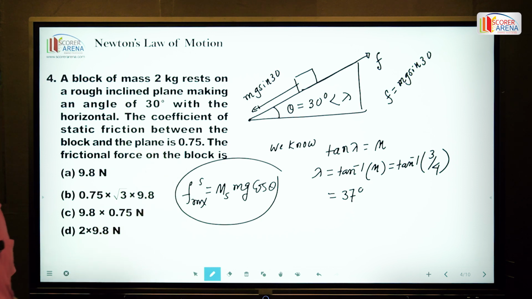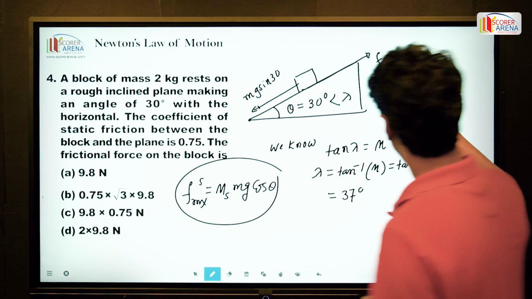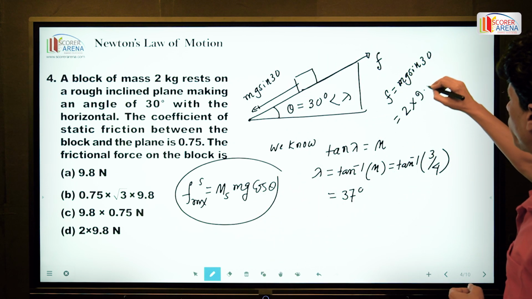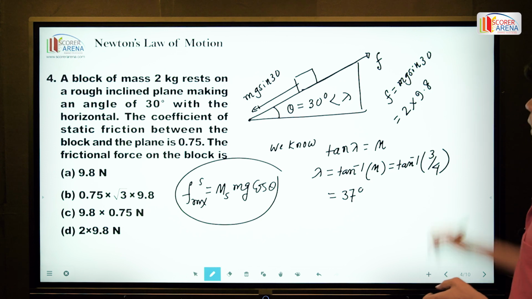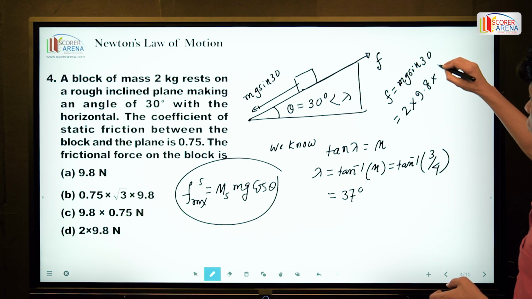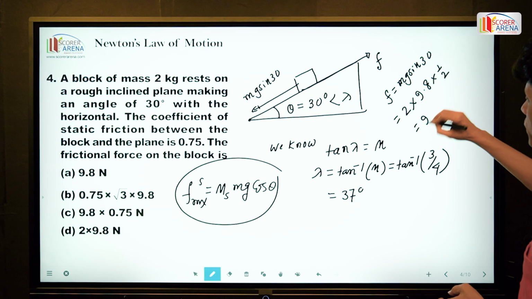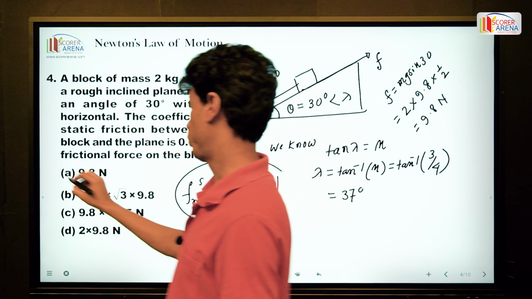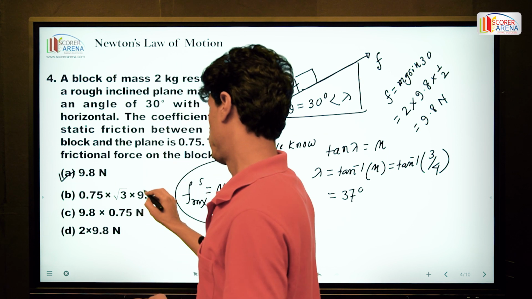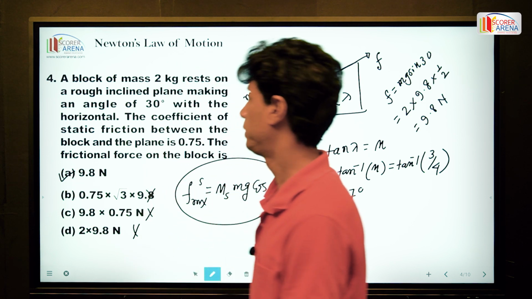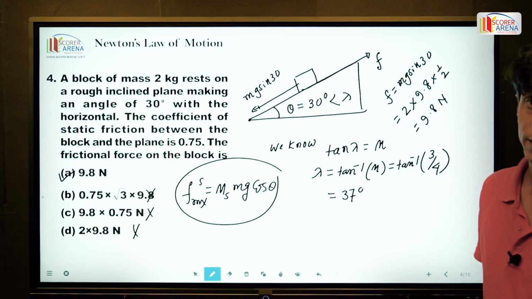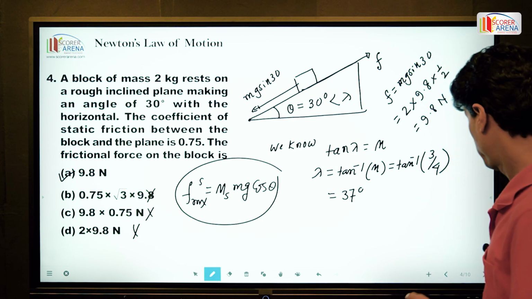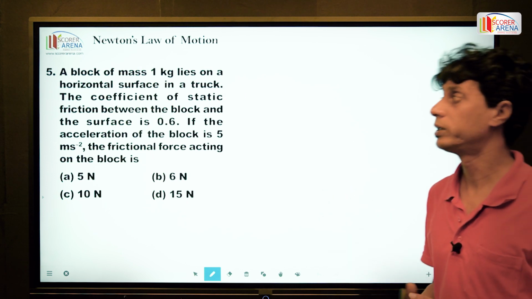Mass given here is 2 kg and g, I think, 9.8, and sine 30 is equal to half, so therefore the friction acting is 9.8 Newton. So the other options are not the correct answer. Let us move ahead to the next amazing problem on the board.